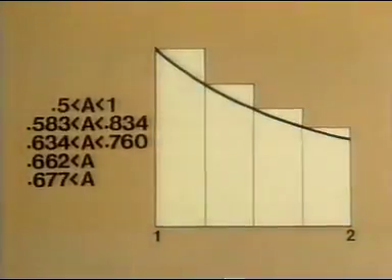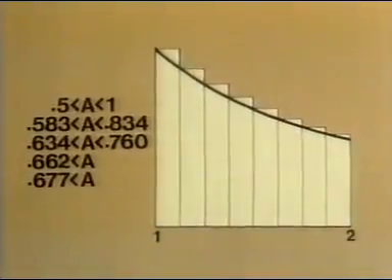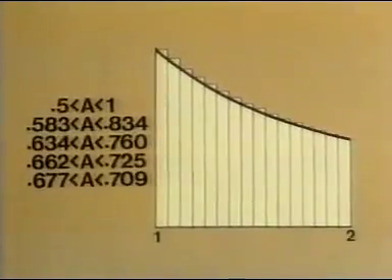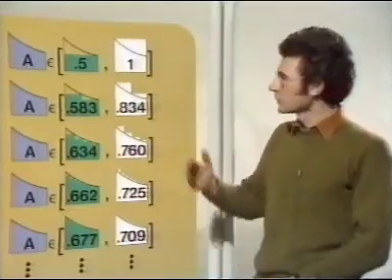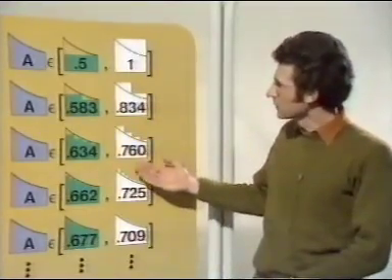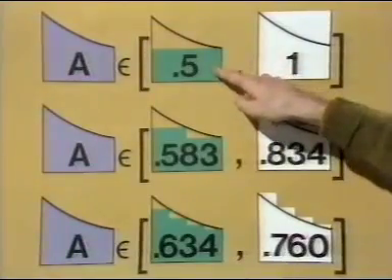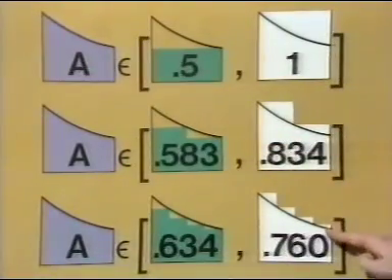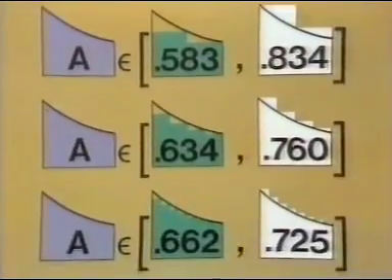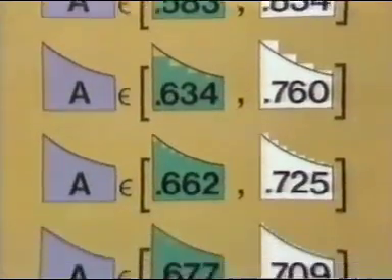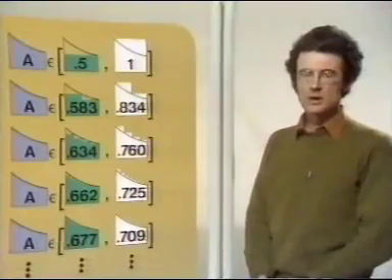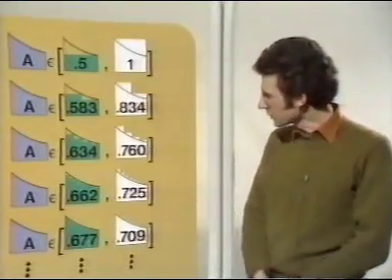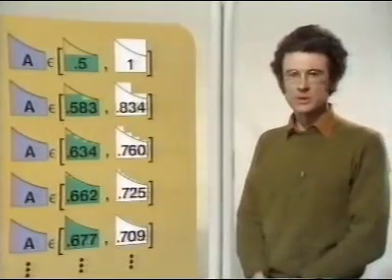And our overestimate will decrease each time. So we get a sequence of intervals. The left-hand endpoints, that's these numbers, are getting bigger. The right-hand endpoints are getting smaller. And so A is trapped inside smaller and smaller intervals. This is what we've called a nest of intervals in the past. You see, each interval lies inside the previous one.